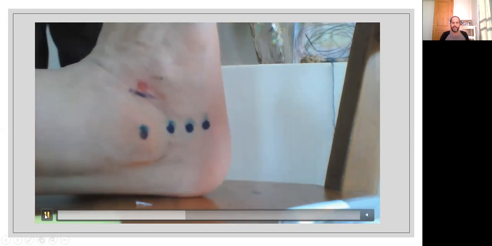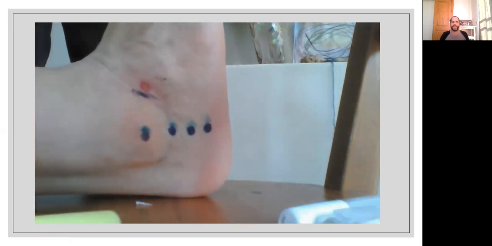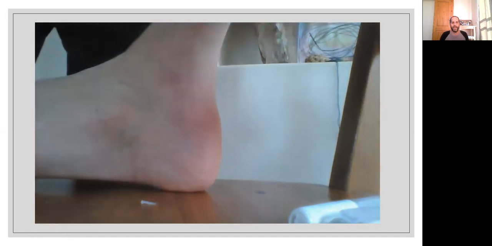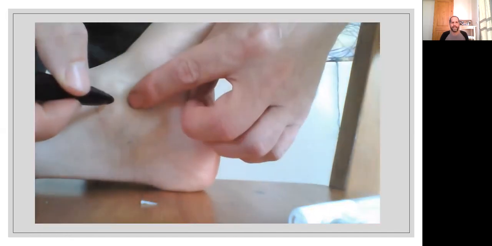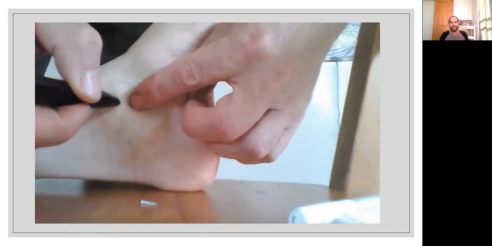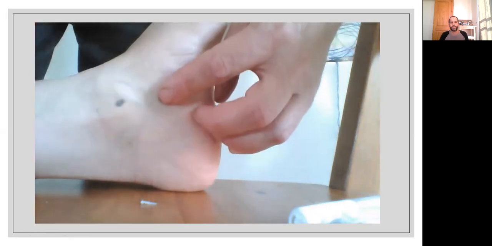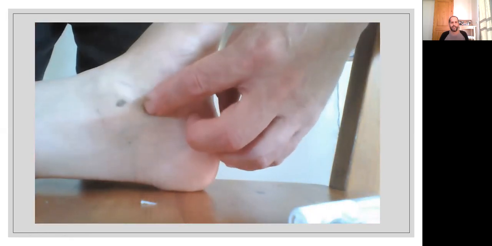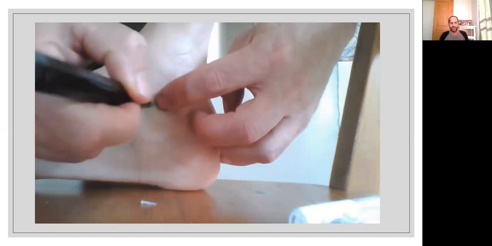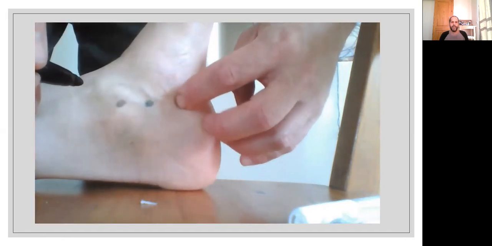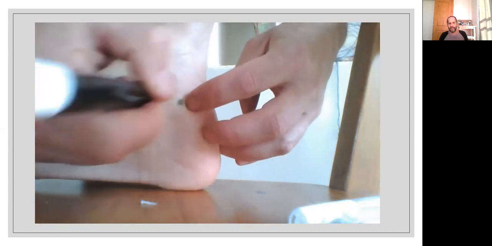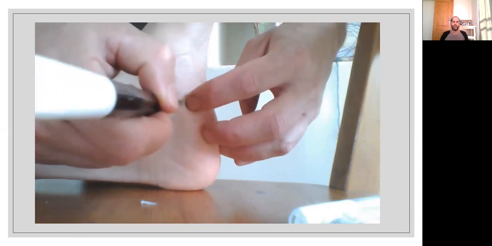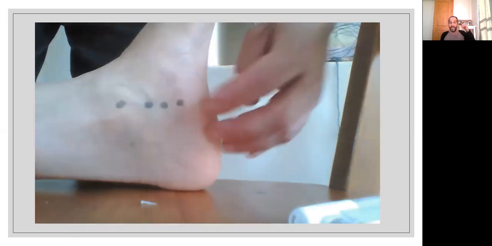Okay, so that's the lateral malleolus area. Now we go to the medial. So again, the center is going to be the brain. Okay, and just below the malleolus is going to be upper body, between the plantar fascia and the calcaneus, and in between the two is going to be the medial body.